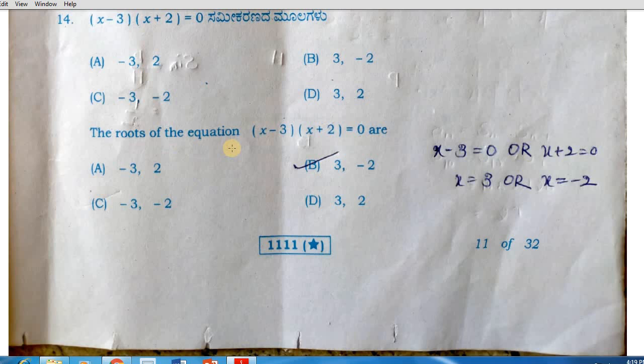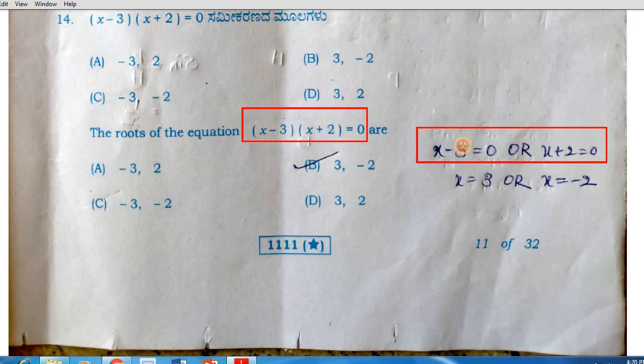Question number 14, children. The roots of the equation (x minus 3) into (x plus 2) equals 0 are. See here, already they have factorized. The only thing is you want to equate each factor to 0. That is the thing you want to do here. It means 0 is present for x minus 3 as well as for x plus 2. See, I have done it here. x minus 3 equals 0 or x plus 2 equals 0. Now minus 3 transfer to this side, we get x equals 3, and plus 2 transfer to that side, we get minus 2. Hence the x value is 3 or minus 2. Hence option B is right.